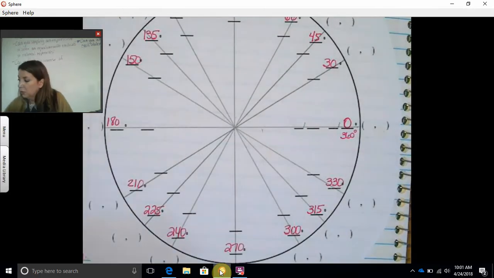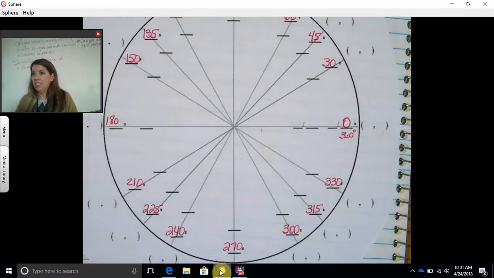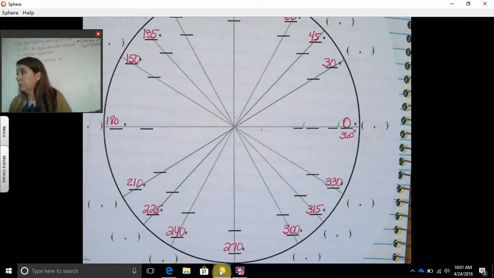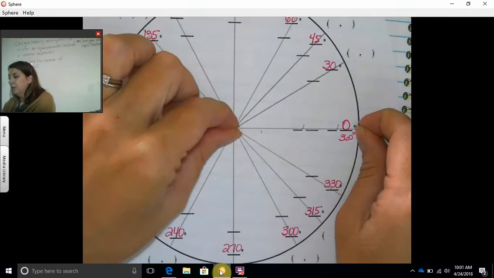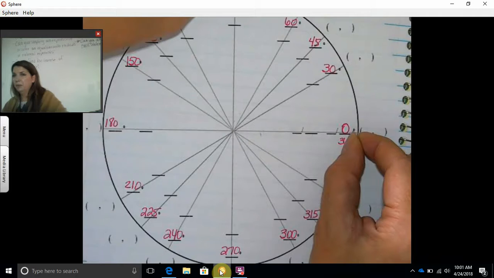Okay? So what we're going to put in these blanks is how many radians each one of those degrees is. Meaning, if I pick my radius up and laid it on the circle, how many of those radiuses did it take to get to that degree? And that's the best way I know to explain that. Think about if you took a little string, measured it out, and then laid it on the radius. How many would it take?